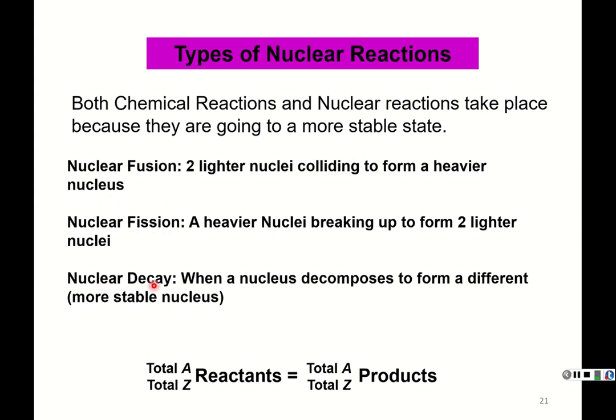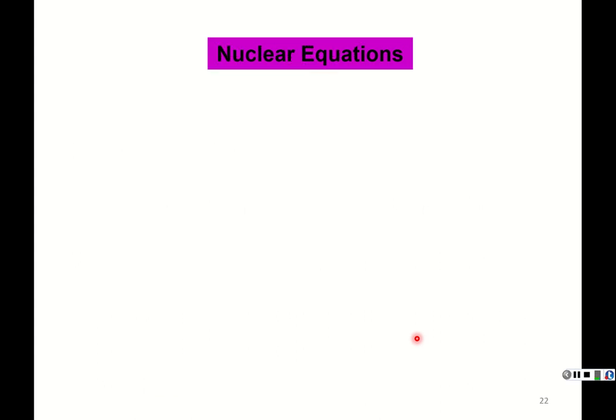And then you can also have nuclear decay, and that's when an unstable nucleus decomposes to form a more stable nucleus. Okay. And in both cases, you have the reactants equaling the products, so the total A and total Z of the reactants has to equal the total A and total Z of the products. Okay.